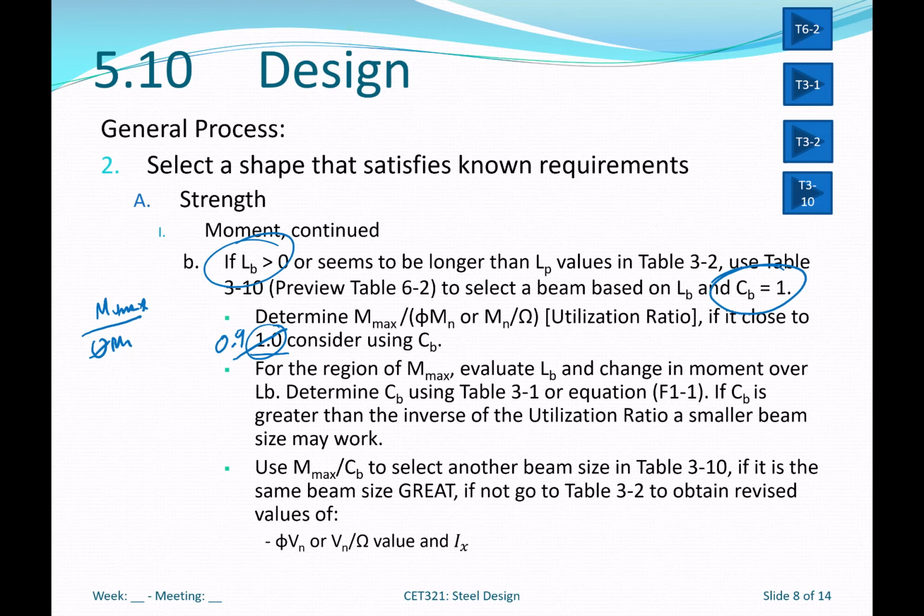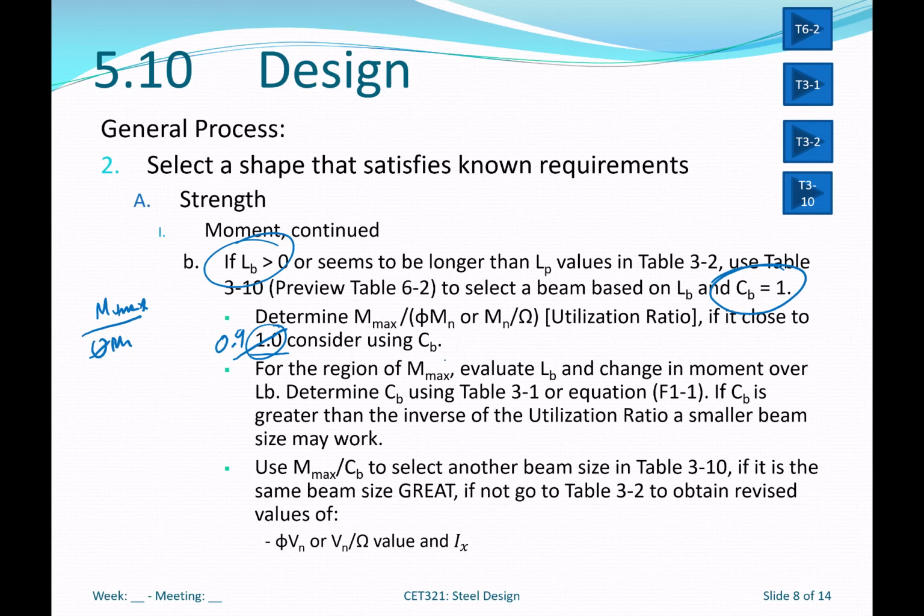So when this ratio is 0.9, that implies that we probably just missed the beam size. Again, this is a guess. I'm just taking a guess at 10%. If my required moment is about 90% of my provided moment, then I'm thinking maybe I could use C sub B and get a smaller beam size. So I want to evaluate C sub B.